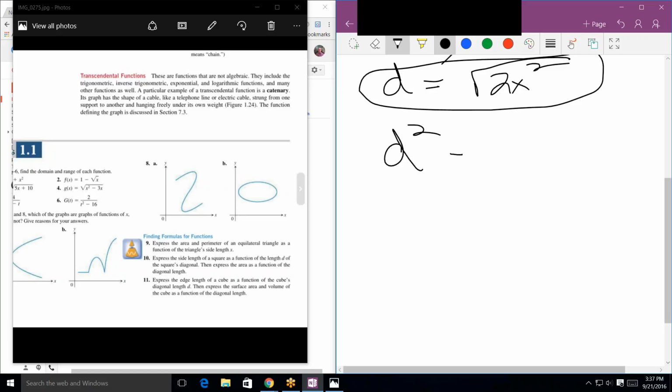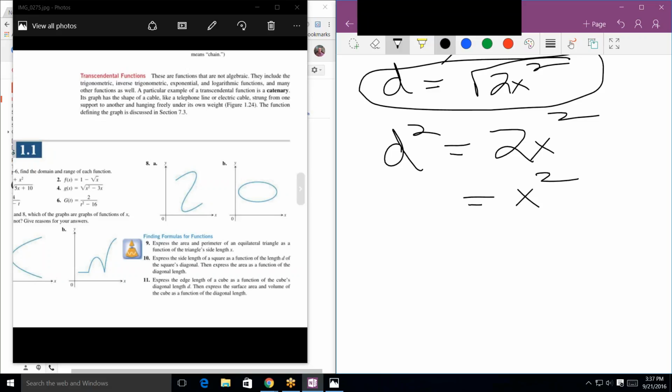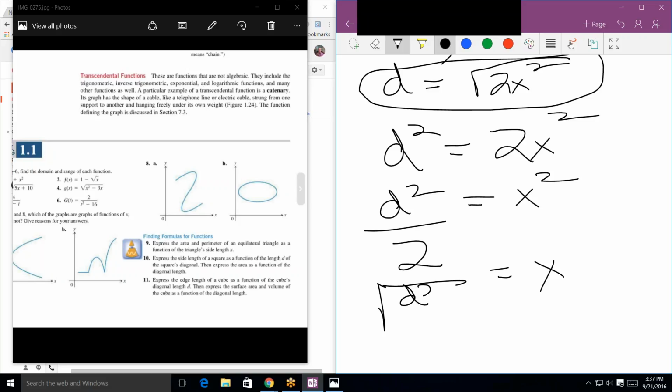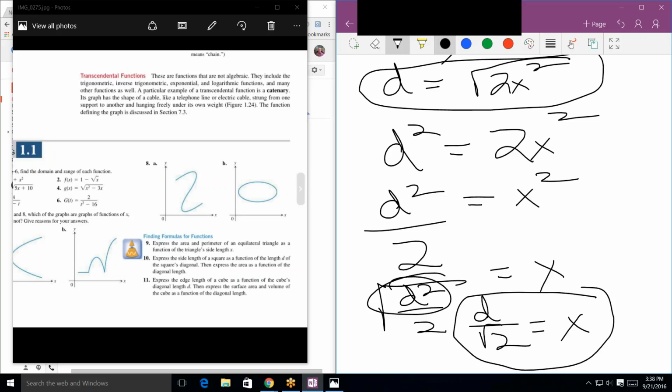So you get d squared equals 2x squared, which means x squared is equal to d squared over 2, which means x is equal to the square root of d squared over 2, which can be simplified further because that's d. So it's d over the square root of 2. And that appears to answer the question as a function of d. Well, x is a function of d there.